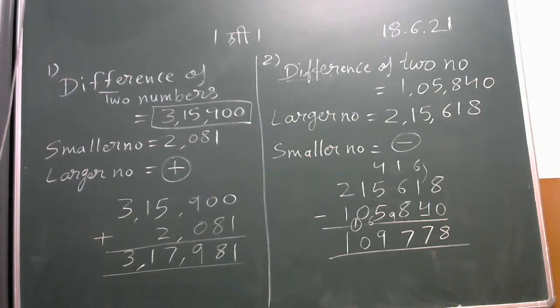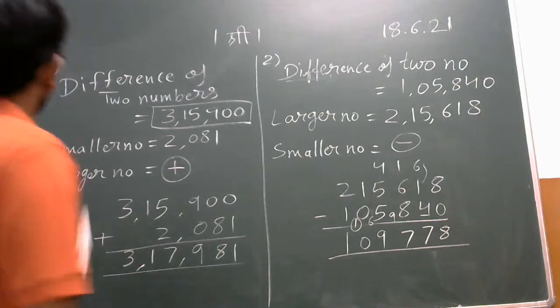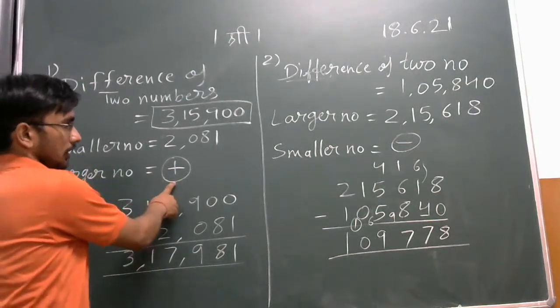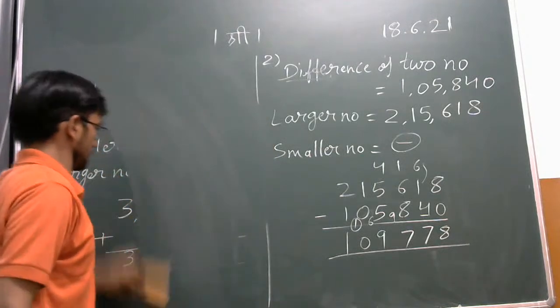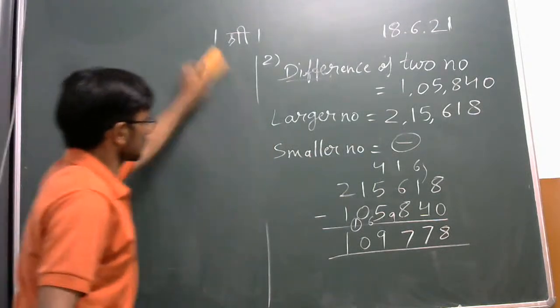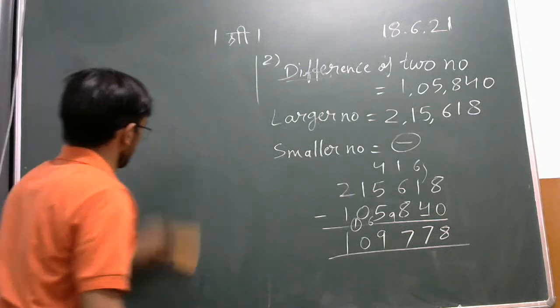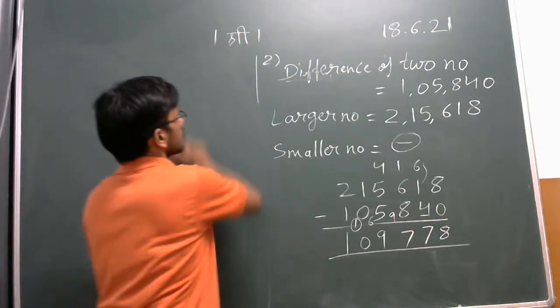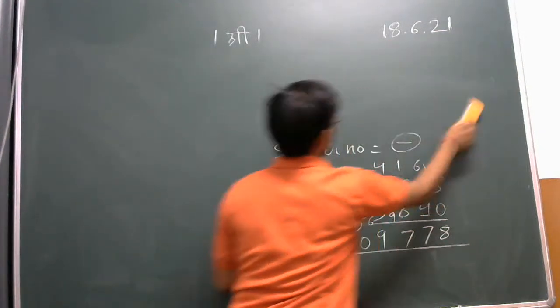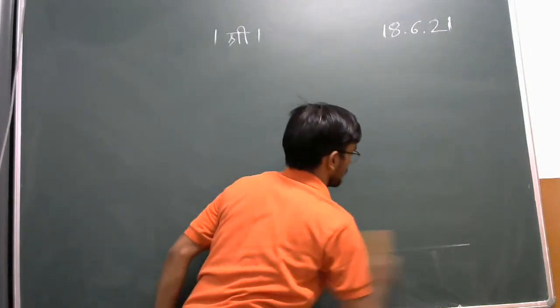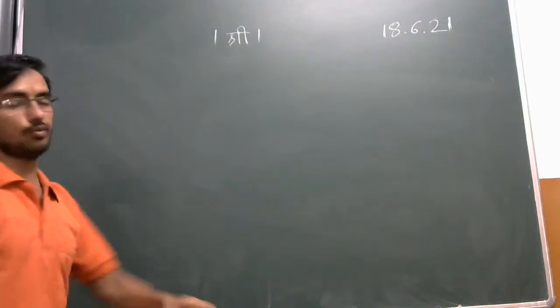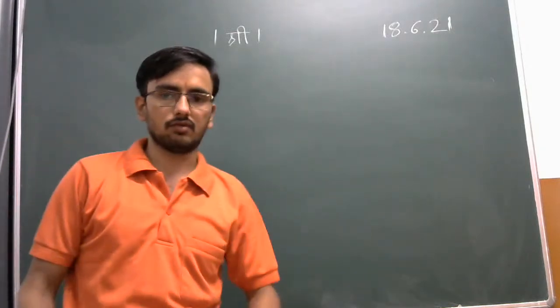Fine. So this is a recap. For larger number, add. For smaller number, subtract. Those who have not written, they may watch the video later when it is going to upload on YouTube. तब आप इसे देख करके this same question you will try, and you may change the values and try with them. Fine.